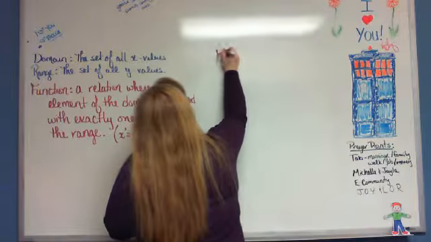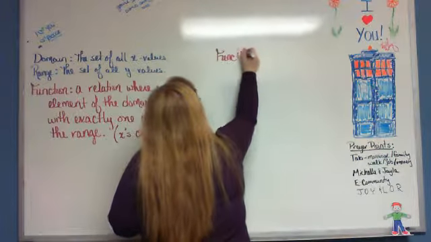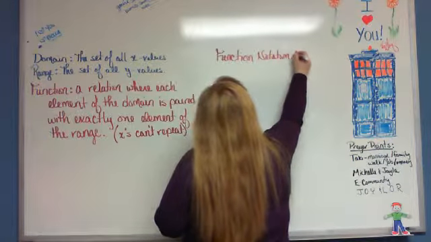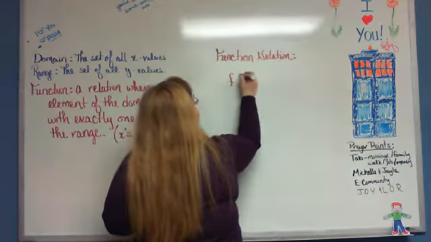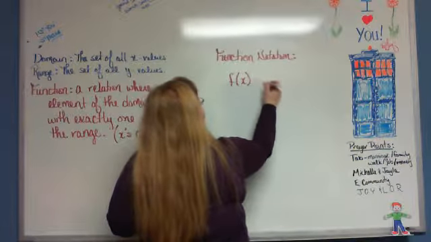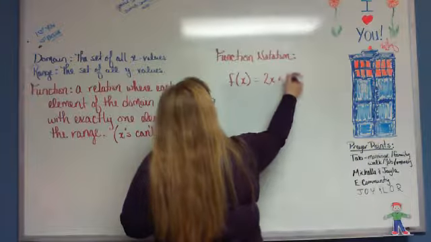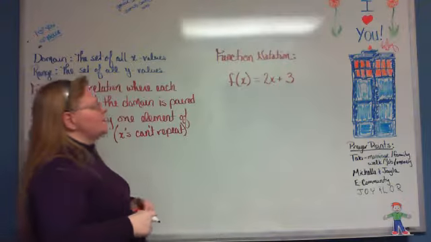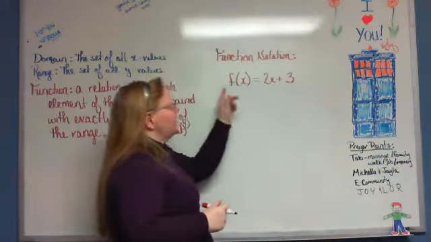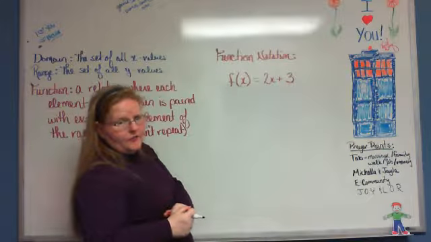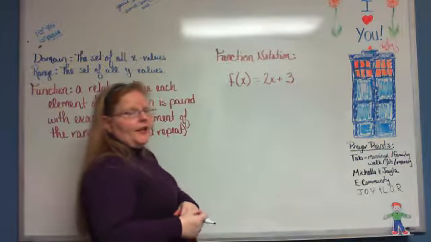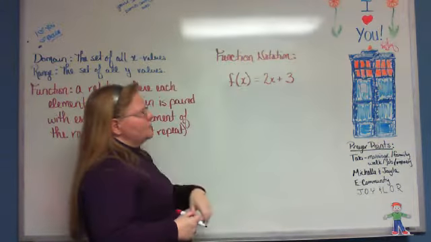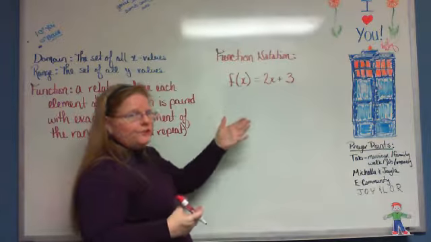Function notation. This is an example of what function notation looks like. The f is referring to a function. The f doesn't have to be an f if you don't want it to be. It could be a g or an h or a k or a p or a q, etc. But usually they use an f because this is function notation.